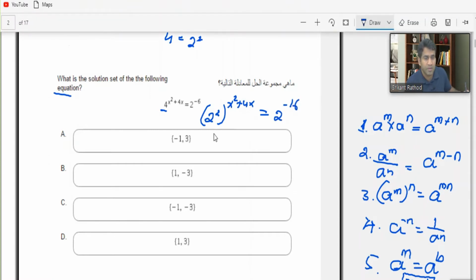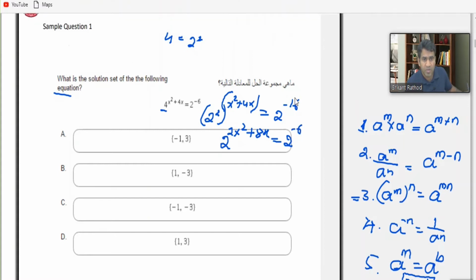This side I am doing nothing. Now as per the third identity, power and power get multiplied. So this expression can be written as 2 to the power, with 2 multiplied by the entire expression. I can write it as 2x square, because you have to multiply the 2 with the entire bracket, this power. 2 times x square is going to be 2x square, plus 2 times 4x is going to be 8x. This is equal to 2 to the power negative 6. Sorry, it's not 16, it's just 6. Okay, 2 to the power negative 6.